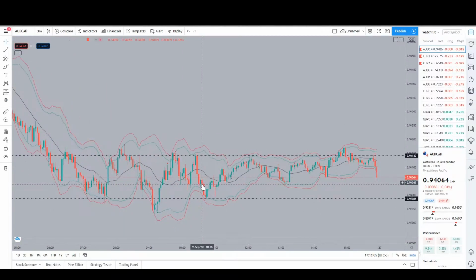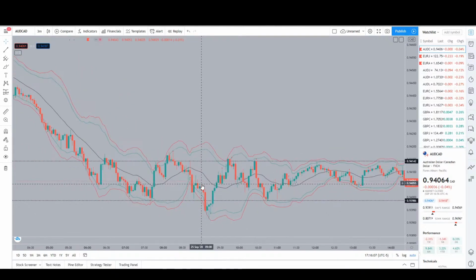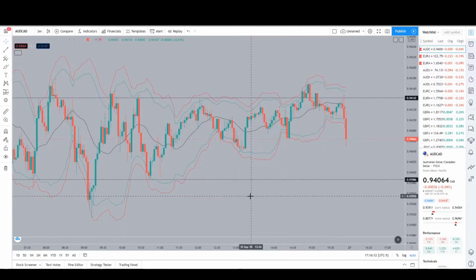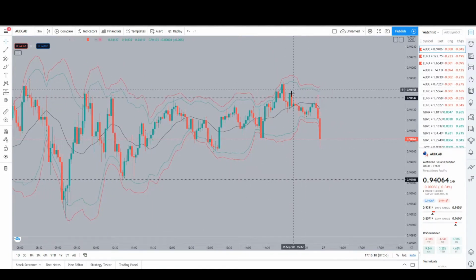So first we're going to start off with what exactly are Bollinger Bands. Bollinger Bands are these lines that you see above and below the candles. And basically what they do is they act as makeshift support and resistance lines that help you predict the next movements of the candle.